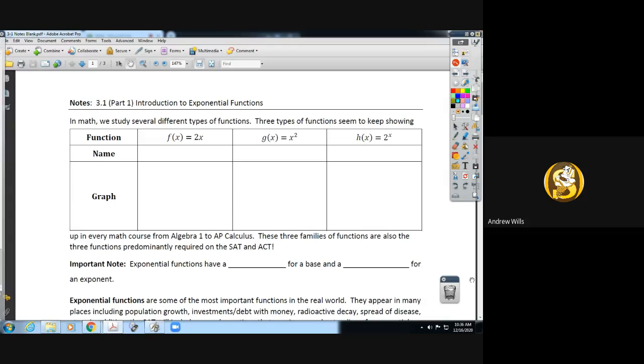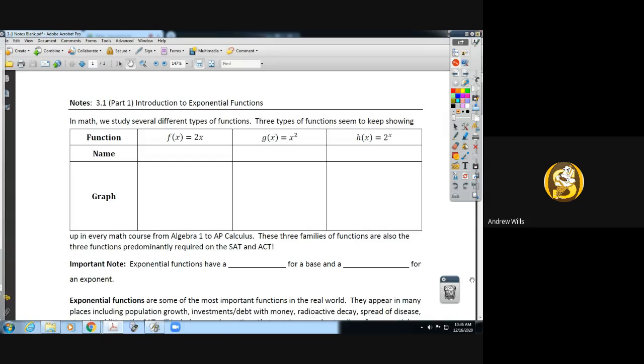All right, folks, as previously mentioned, we are starting Chapter 3 today. The first section of Chapter 3 deals with exponential functions. We are not going to focus on the graphing because we are virtual and I don't have a good way to assess the graphing portion. We may come back to it, pick it up later. Instead, we're going to focus on what is an exponential function and how are they used.